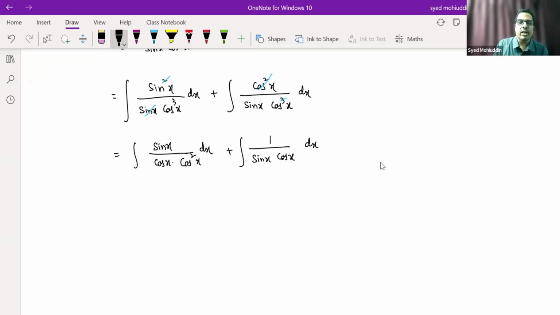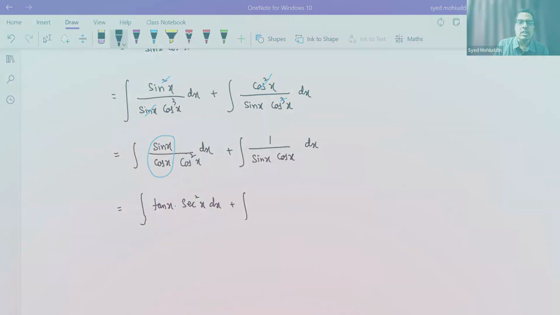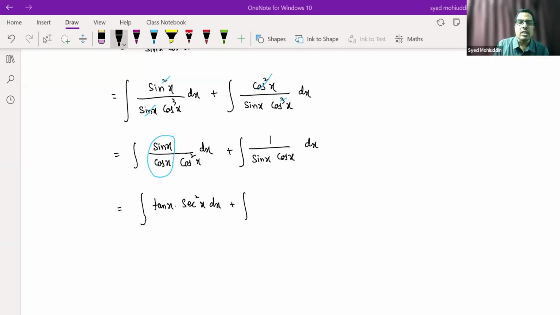Or further, we can rewrite this as integral of, I'll try to group this sin x by cos x. This sin x by cos x gives us tan x, gives us secant square of x into dx. Tan x, because both are in the denominator only. Sin is also in the denominator, cos is also in the denominator. So now the question is how to simplify that one. Both are in the denominator itself.